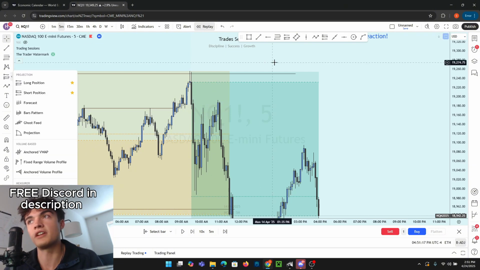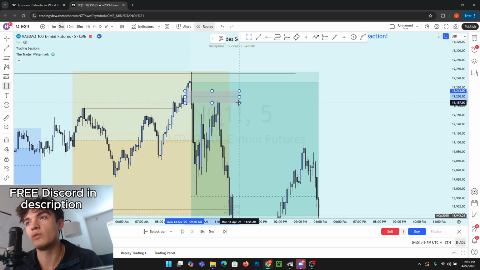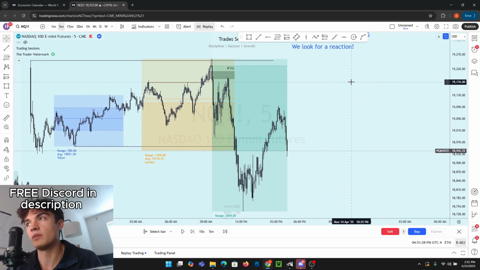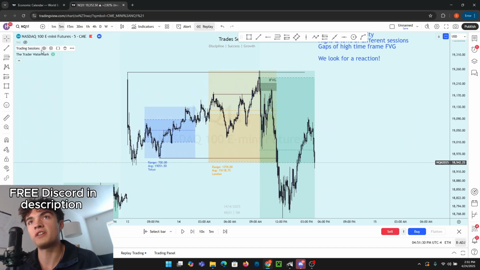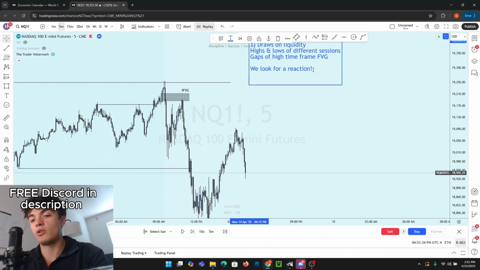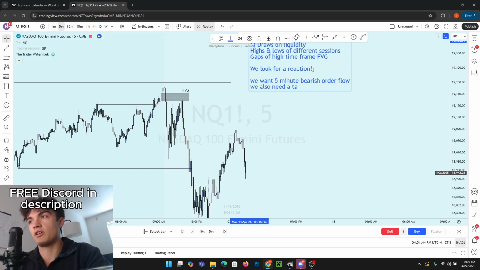On the 5 minute, I'm going to stay on the 5 minute here. We see an inverse fair value gap. When we see this inverse fair value gap, our 5 minute is now bearish. When we see this reaction, what are we looking for next? We're not looking for just the reaction. We want 5 minute bearish order flow, right? We also need a target for price to go to.